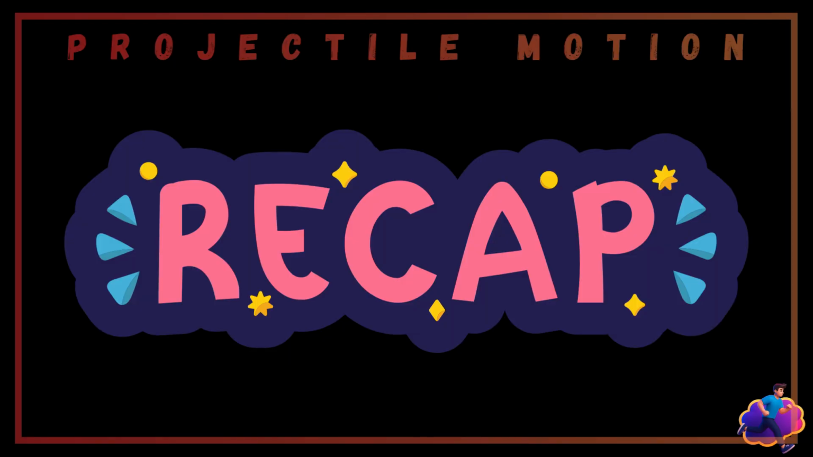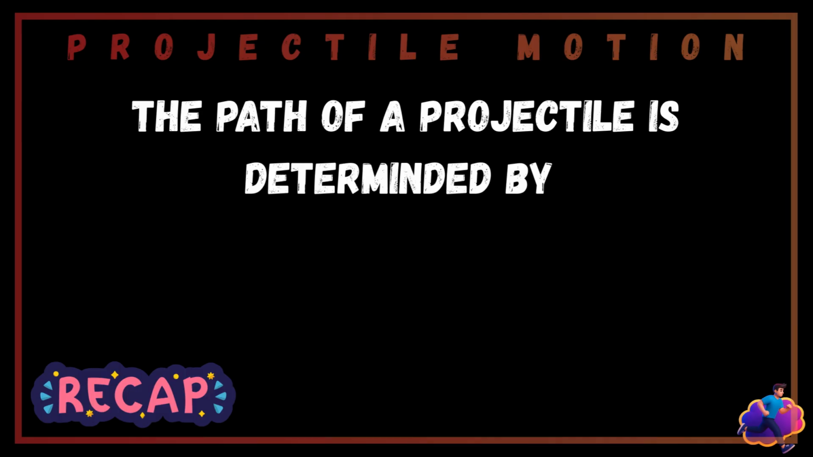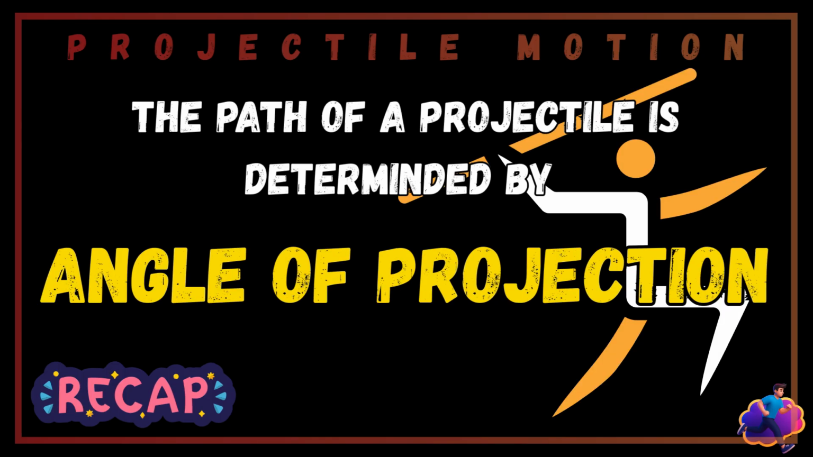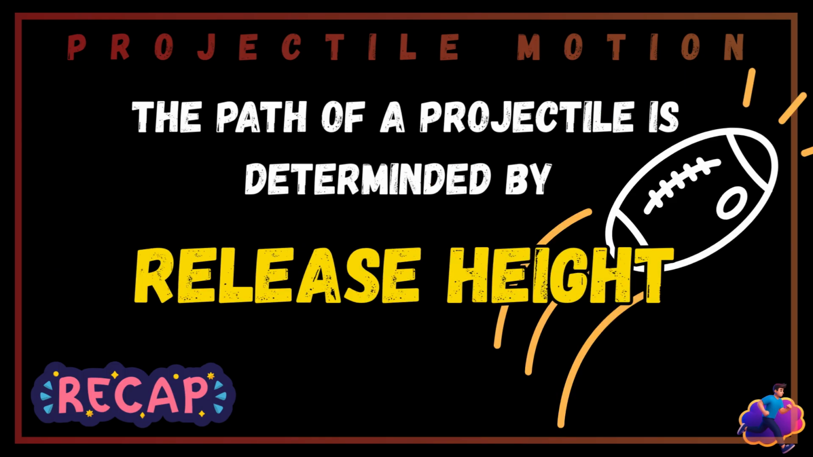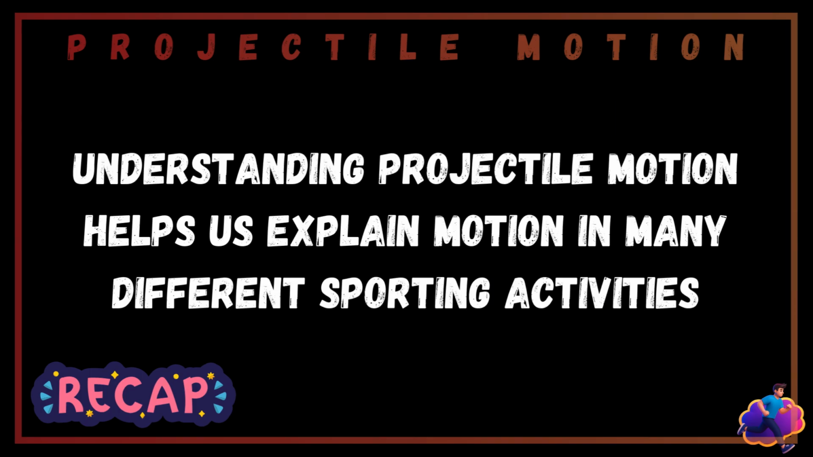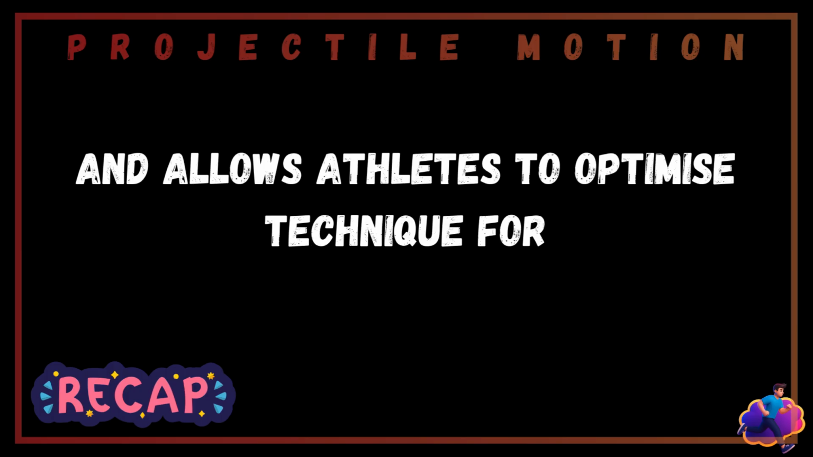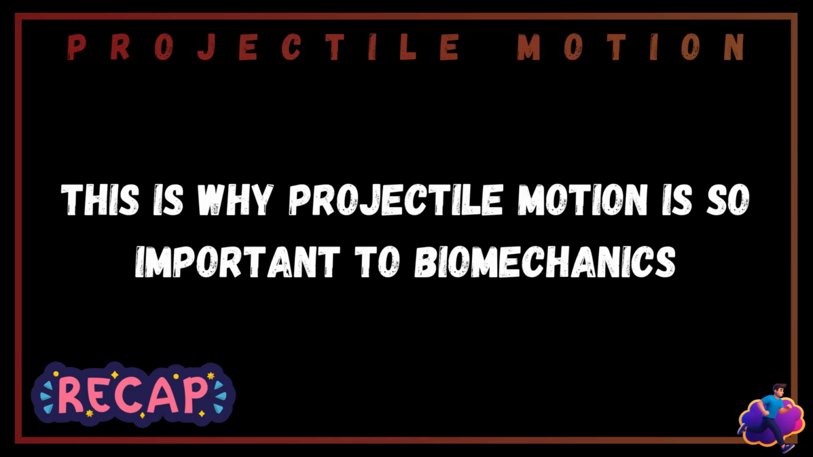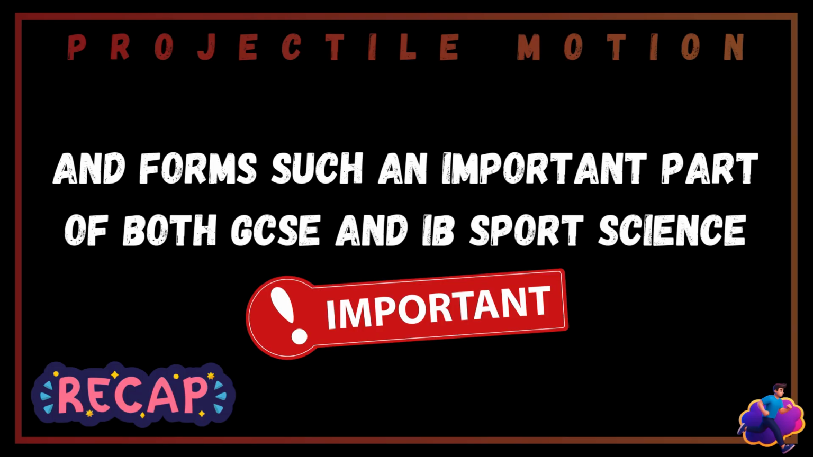So to finish, let's summarise. The path of a projectile through the air is determined by gravity, by initial velocity, by angle of projection, by height of release, by air resistance, and by lift and spin. Understanding projectile motion helps explain performance in many sports and allows athletes to optimize technique for distance, accuracy, and control. And that is why projectile motion is such a key topic in biomechanics and forms such an important part of both GCSE PE and IB Sports Science.